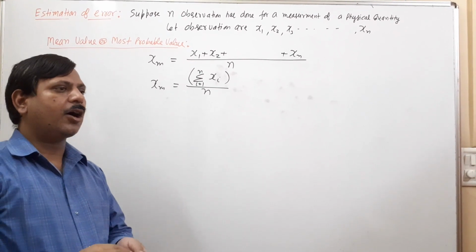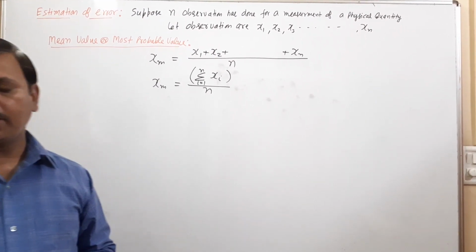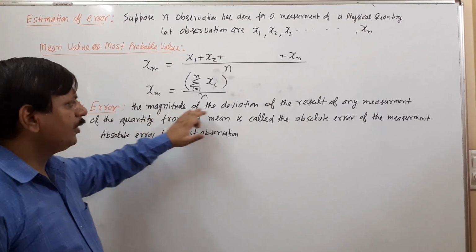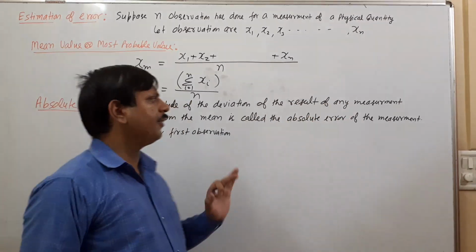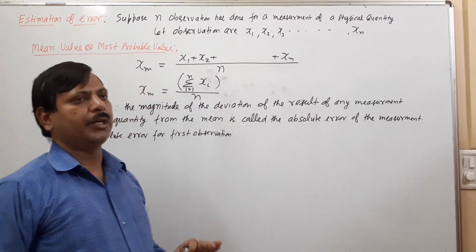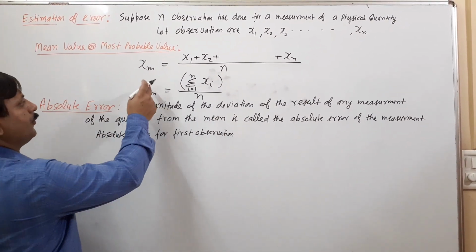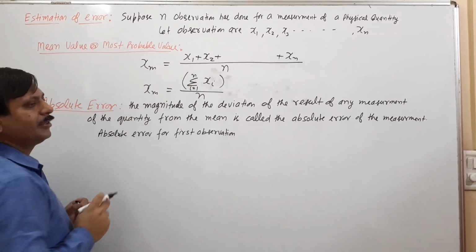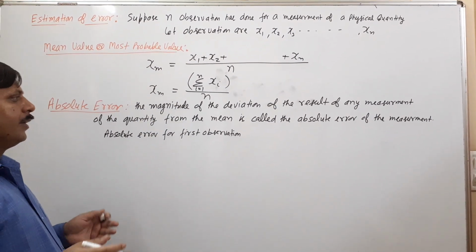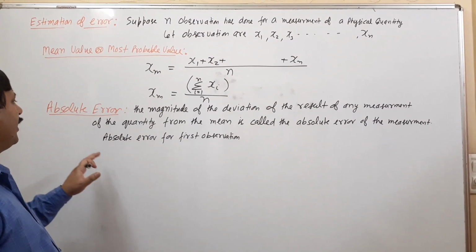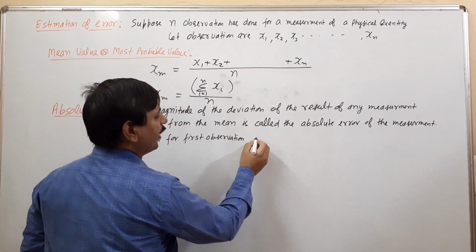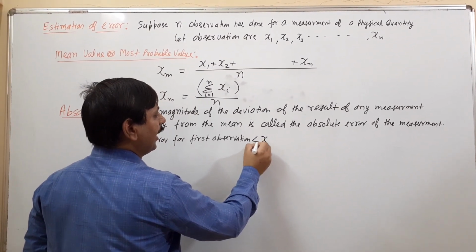Next term is absolute error. Absolute error is the magnitude of deviation of the result of any measurement of the quantity from the mean. Suppose this is the mean value xm, and the first observation is x1. The difference of xm and x1 is called the absolute error. The absolute error for the first observation is defined as del x1.